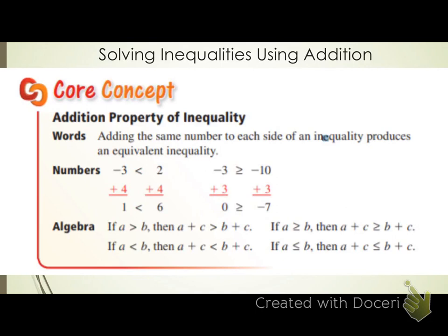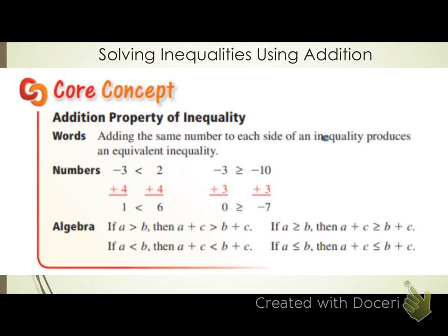Once again, you don't have to write this down. This is just telling you adding the same number to each side of an inequality produces an equivalent inequality. Just like on equations, if we added the same number to both sides, we got an equivalent equation. You guys remember that? So, they give you an example here. If I have negative 3 is less than 2, that's a true statement, correct? First off. If I add 4 to both sides, that's me adding the same number. Negative 3 plus 4 gives me 1. 2 plus 4 gives me 6.